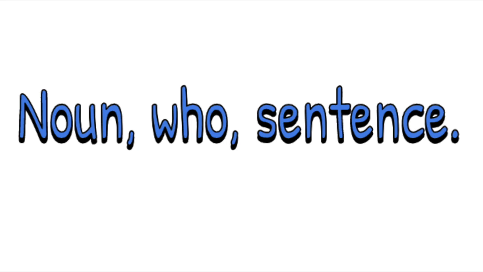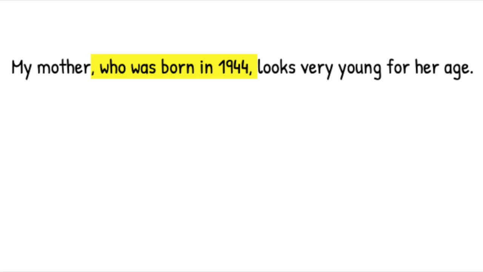The first example we're going to talk about is a noun, who sentence. Let's have a look. My mother, who was born in 1944, looks very young for her age. Who is the relative pronoun, and this is used to introduce relative clauses. Relative clauses are used to say which person, thing, or place we are talking about, or give extra information.